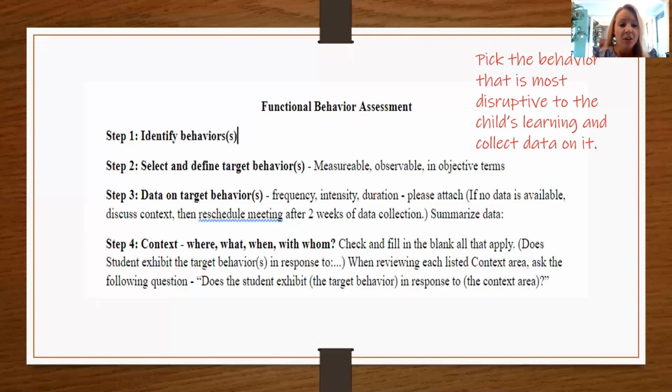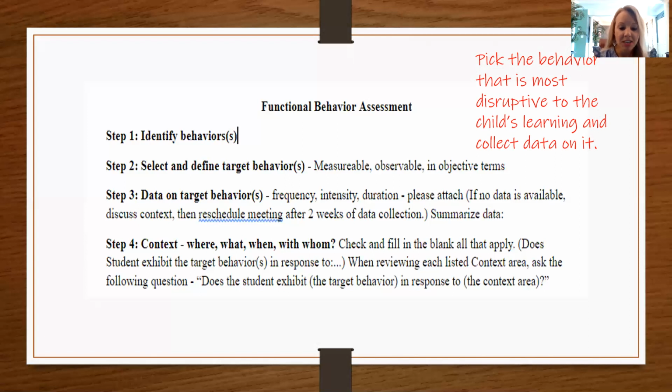So on this functional behavior assessment, the first thing that we're going to do is identify the behaviors of the student. So we're just kind of spitballing out all the behaviors that we see. Then we're going to select and define our target behavior. So really you're wanting to pick the behavior that's the most disruptive to the child's learning.